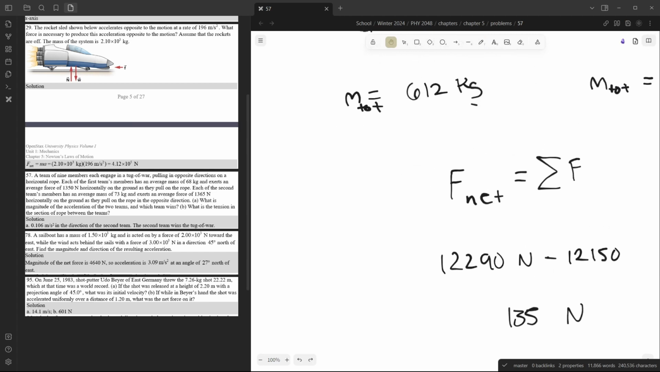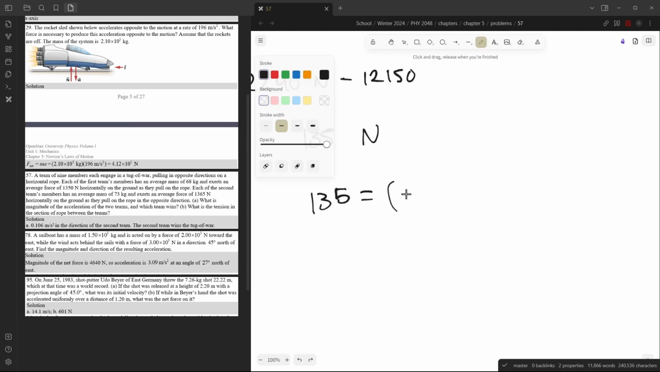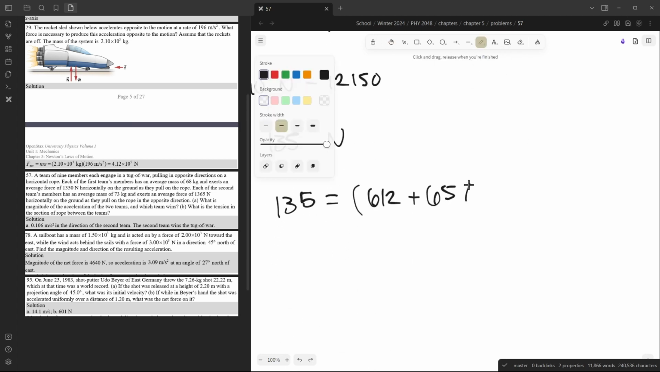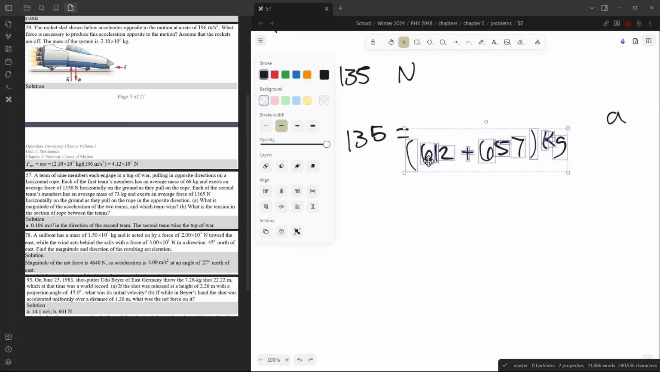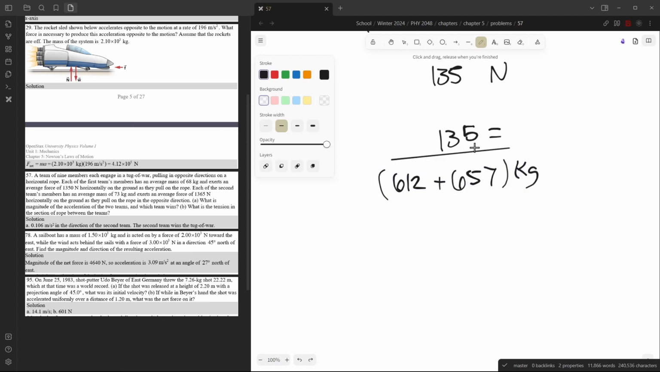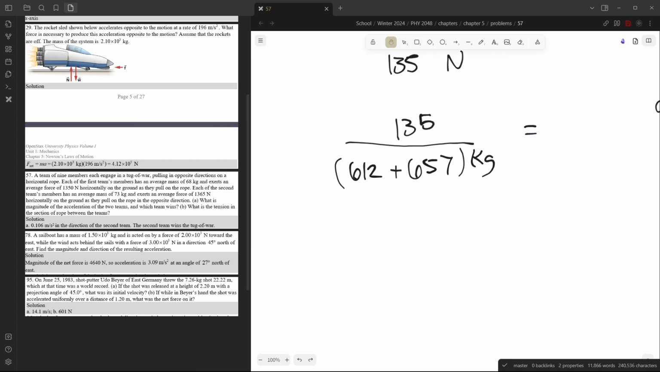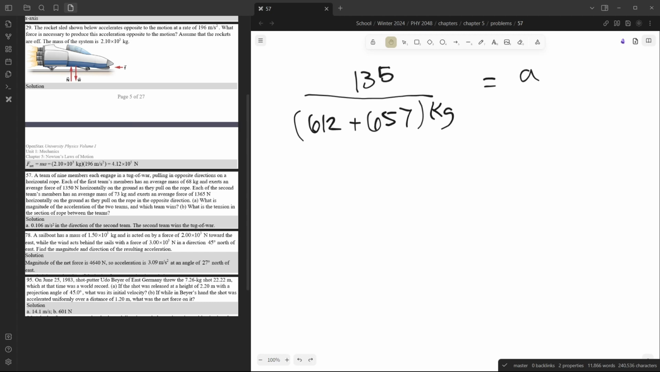So to do that, we need the total mass of the system. So we actually have to add up the mass of each team. So 612 plus 657, and this is kilograms, and then we should get A, and let's just divide that force. That's what we're going to have to do. So we divide that force, and we should get A. So let's go ahead and calculate that.